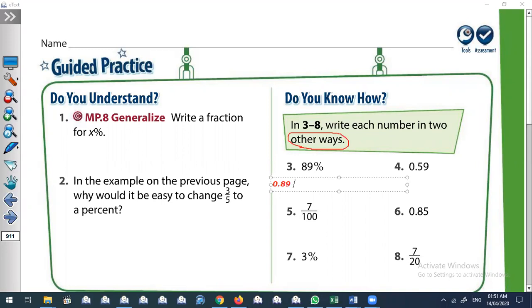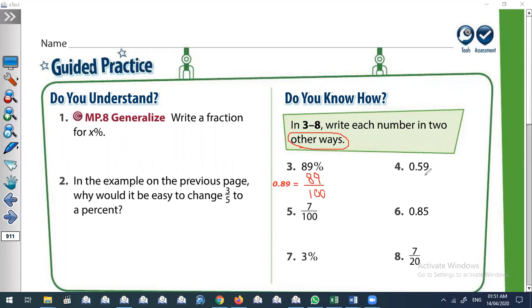What about the fraction? The fraction will be like that. Write 89 up and down always 100, because percent always means 100 down. So 89% equals 0.89 or 89 over 100.